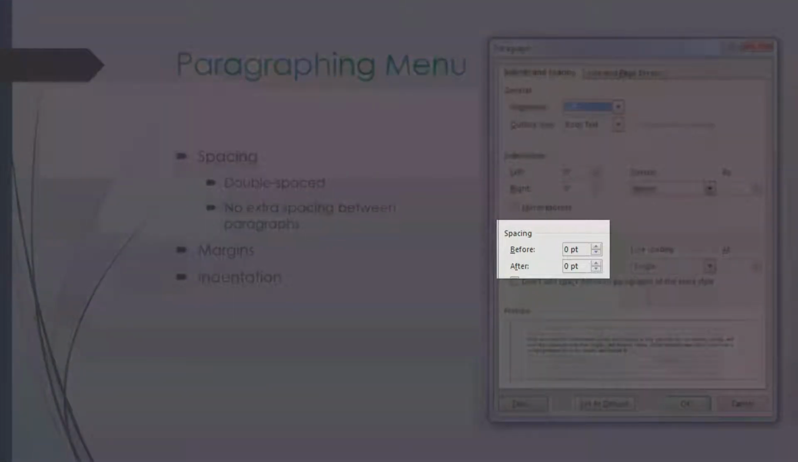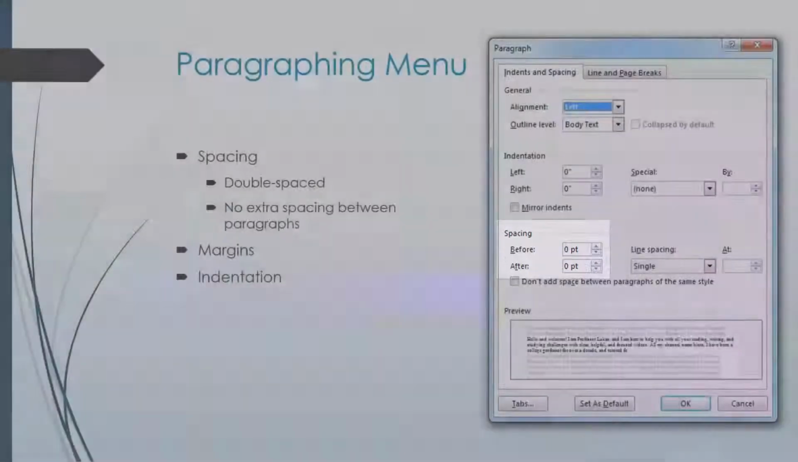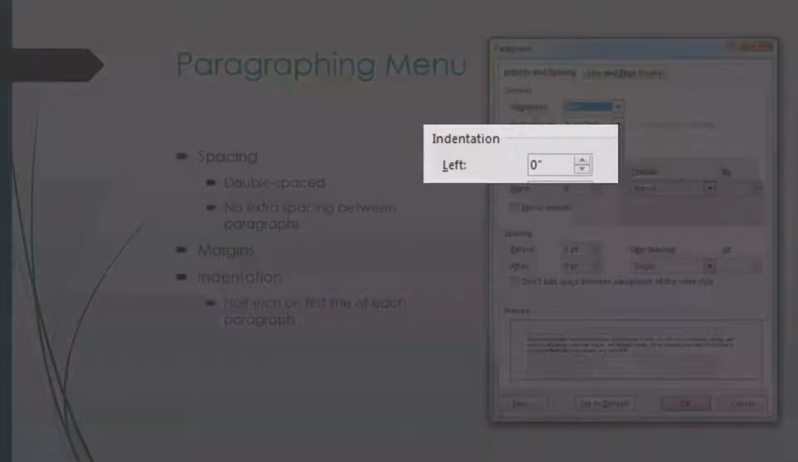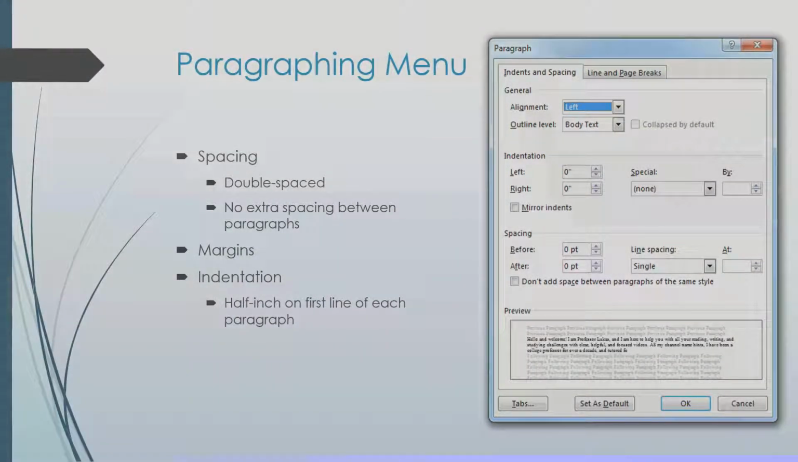The default is 8 or 10, so you will need to fix this. Next are the indentations. You want to indent the first line of each paragraph of your paper 1/2 inch, and you can do that here by putting 1/2 inch into the box for the left indentation. Now, let's go back to the document to see this in action.